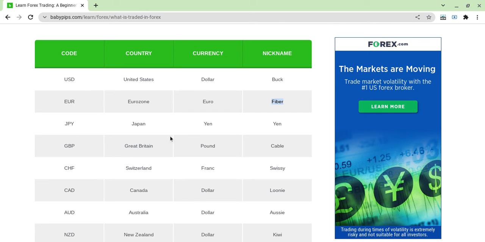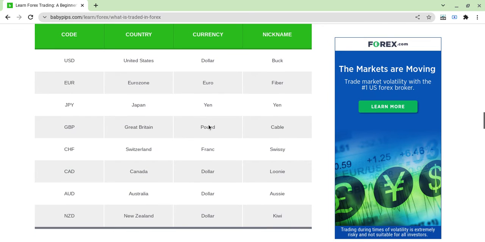The yen, you will not see YEN on the charts. You will see JPY, which represents the country of Japan. Japan is the country, and the nickname is the yen. They kept it simple. The Great Britain Pound is GBP, which is what you'll see on the chart. You hear people say GBP. Its nickname is the cable.